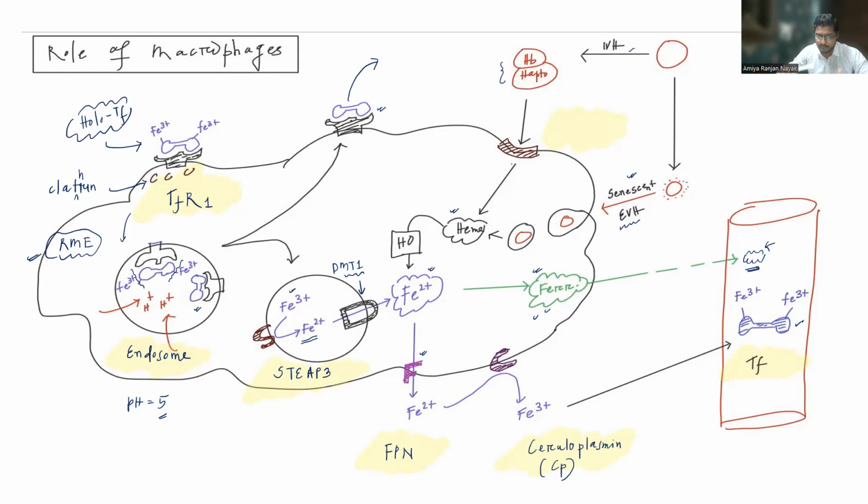Okay, so now once we understood this, we'll discuss what happens in the erythroblasts. Just for the sake of completion, this hemoglobin-haptoglobin complex can be taken up by the macrophages with the help of a receptor that is known as CD163. It's not very important to remember, but just for the sake of completion, I'm telling this.